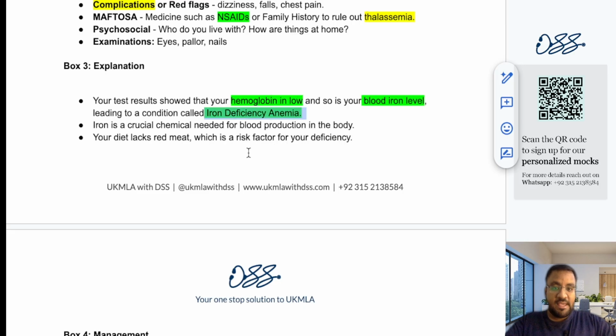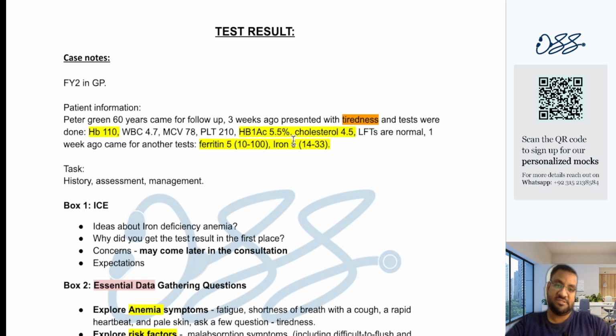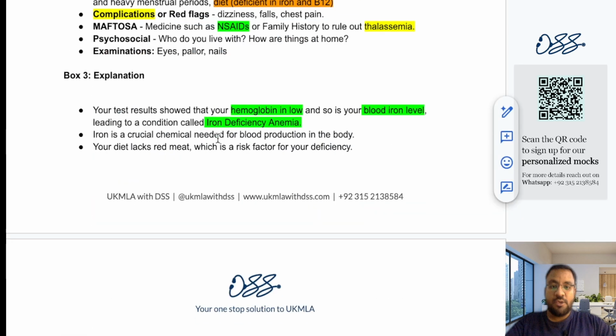So you see, you have to talk about the deranged values. Okay, you have to talk about the test results that are deranged, that are not normal. You cannot just get away by saying, okay, you are having something called iron deficiency anemia. Use the test result: your test result shows that your hemoglobin is low, and so is your blood iron level, leading to a condition called iron deficiency anemia.